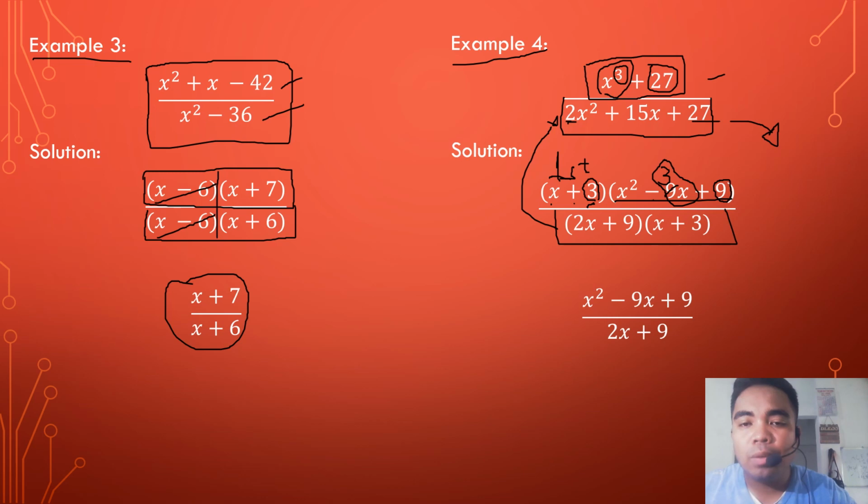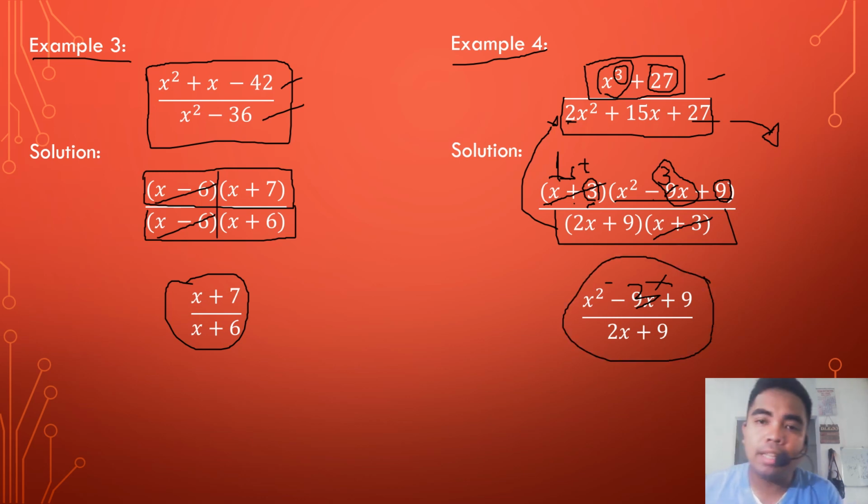So, since we have now the factored form of each expression, we're going now to divide or cancel out the common factor, which is x plus 3. X plus 3 and x plus 3, cancel out. Ang natira is, ito ay 3 pa rin to. Yeah, 3x. Ang natira ay x squared minus 3x plus 9 over 2x plus 9. So, ito yung ating simplified form ng ating expression sa example number 4.